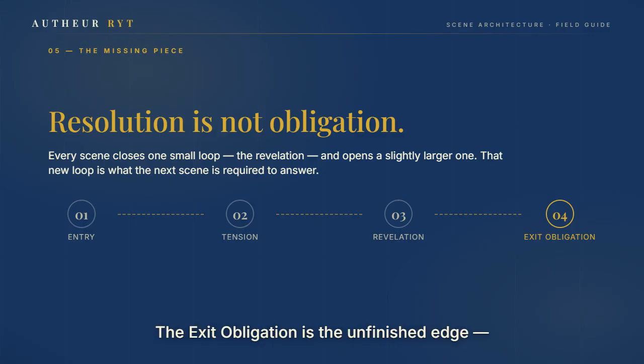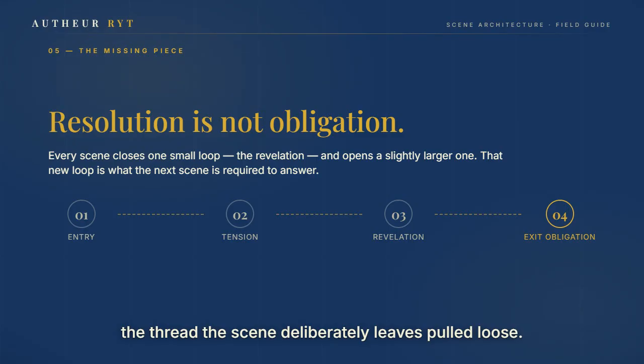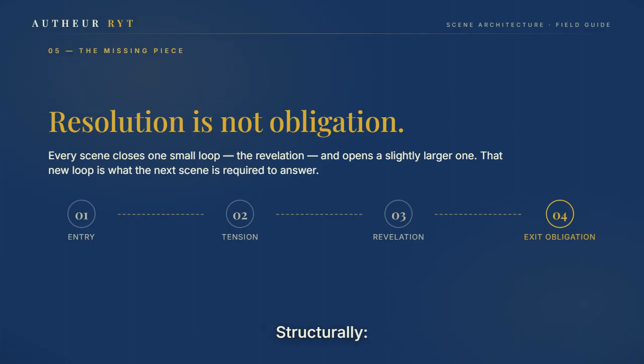The exit obligation is the unfinished edge, the thread the scene deliberately leaves pulled loose. It is the difference between "that was a nice scene" and "I have to know what happens next." Structurally, every scene closes one small loop, the revelation, and opens a slightly larger one. That new loop is the obligation. It is what the next scene is required to answer.